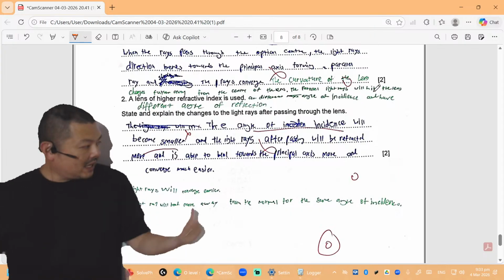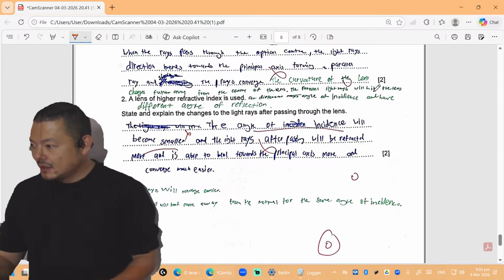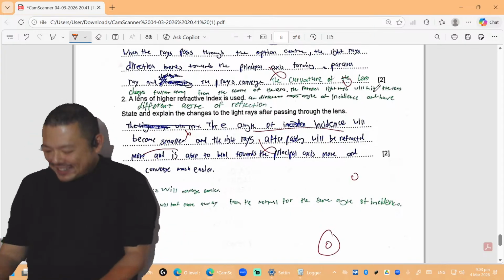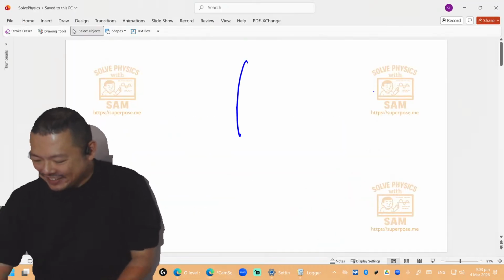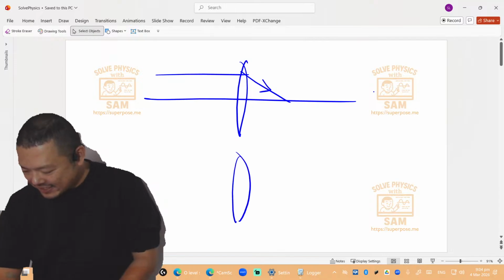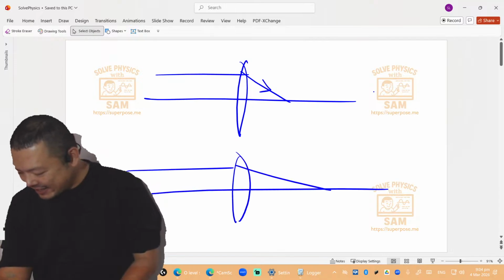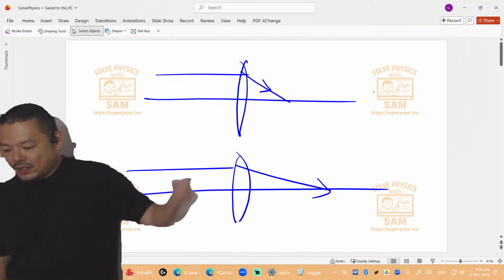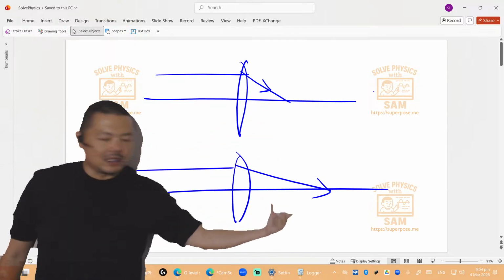You just said it converged earlier, what? Yeah, that's what focal length is. Your lens like that, then the light rays converge like this, versus another lens like that, and the light rays converge like this. This one the focal length is shorter, this one the focal length is longer.